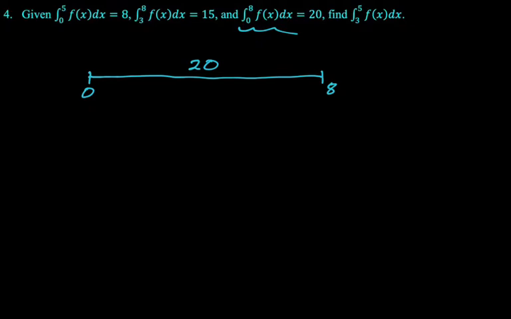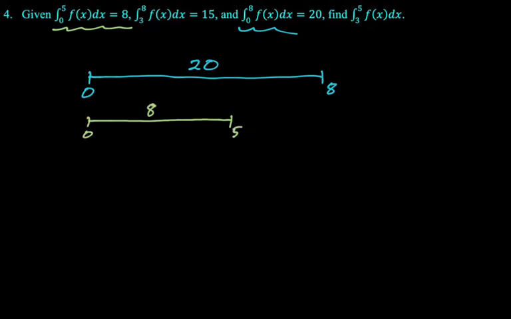So 0 to 8. The next thing is from 0 to 5, I know the integral is 8. So I'm going to try to line it up so that the zeros match up. And I'm going to put 5 where roughly I think 5 would go on the number line from 0 to 8. So say like this, right? Maybe 5 would be there. That has a length of 8.